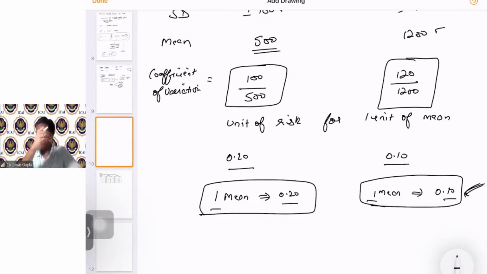Now, what does the coefficient of variation do? The coefficient of variation helps us in comparing two different projects, or let's say two different data sets, if we have their respective mean and their respective standard deviations with us. Kiran? Yes. Okay. Perfect. I think now we are good to go to the second question.